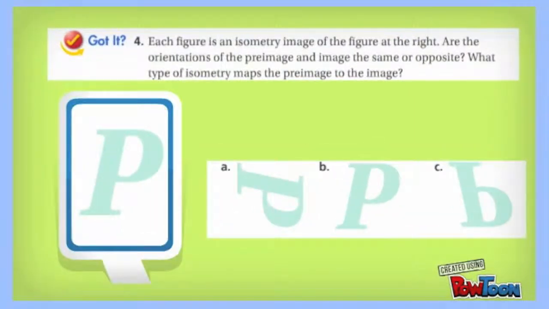Okay, so a practice problem. Here, each figure is an isometry image of the figure at the right. So A, B, and C are possible solutions. Each figure is an isometry image of the figure at the right, which is on the left. Are the orientations of the pre-image and image the same or opposite? And what type of isometry maps the pre-image to the image? As you can see, there are 3 examples here that could be possible examples for the question on the left.